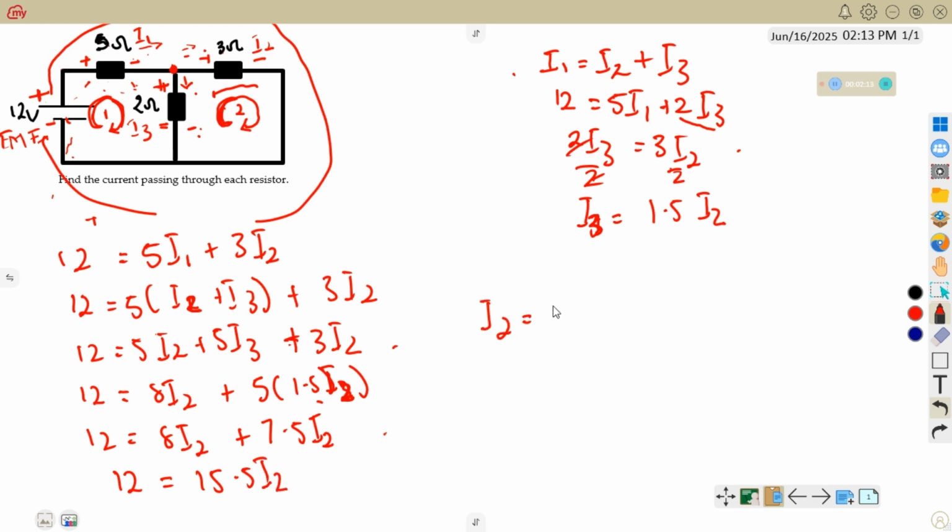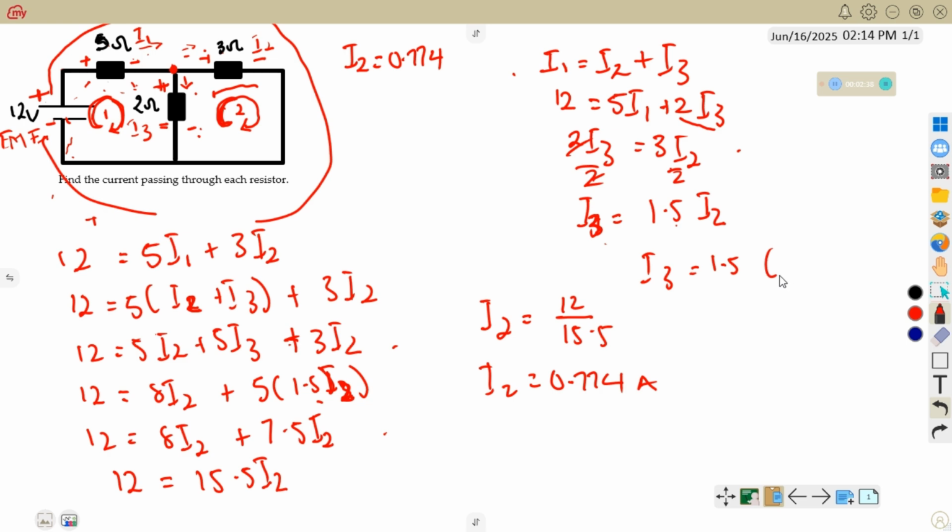So now let's get the value for I2. That means I2 will be equal to 12 over 15.5, and our I2 will be equal to 0.774 ampere. So now I've gotten the value for I2 to be 0.774. Now remember that I3 is equal to 1.5 I2. So we're saying I3 is equal to 1.5 multiplied by the value for I2, which is 0.774, and this gives us 1.161 ampere.